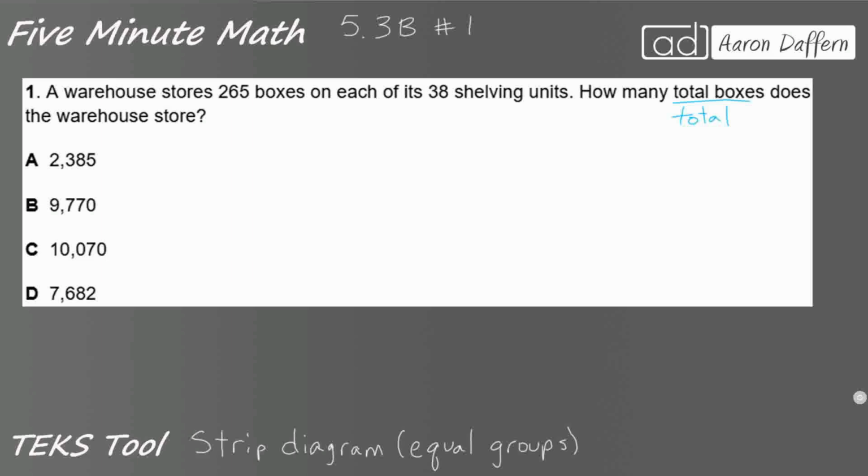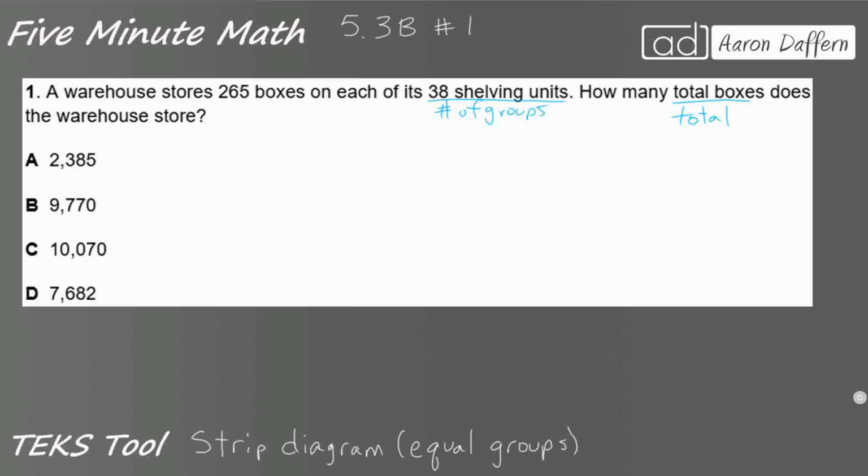If we have different parts, then we would be looking for some type of addition, like a part whole. Take a look at this. We've got 265 boxes on each of its 38 shelving units. Okay, so this is letting us know that we've got 38 shelving units. And so this is going to be our number of groups.